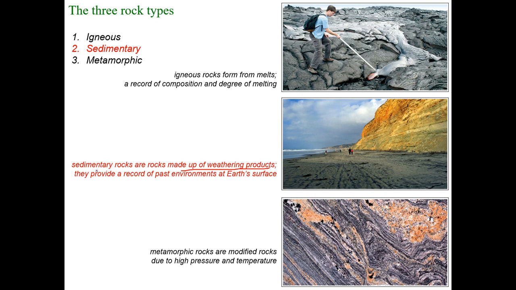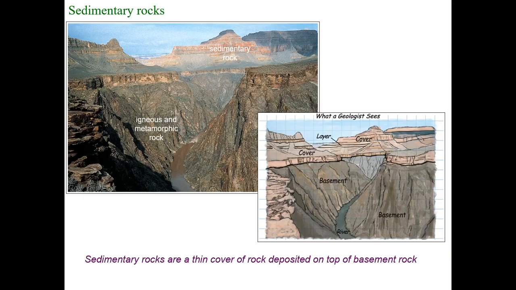Okay, the reason they're so important for us is because they provide a record of past environments of Earth's surface, and they contain fossils too. They're the primary rock to contain fossils. So that's how we know about how life has changed through Earth history. That's the primary means that we know about what the environment was like in other parts of Earth's history. So it's very, very important for y'all to know this stuff.